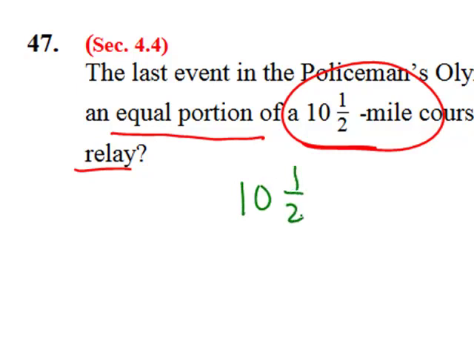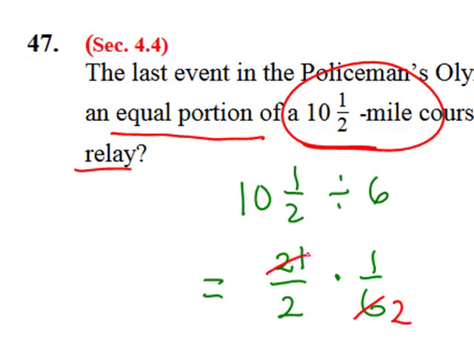10.5 divided by 6. 10.5 must first be written as an improper fraction. 10 times 2 is 20, plus 1 makes us 21 over 2. And divided by 6 means times 1 over 6. The reciprocal of 6 is 1 over 6. And we can do a little dividing out by 3. 3 goes into 6 twice, and into 21 7 times.